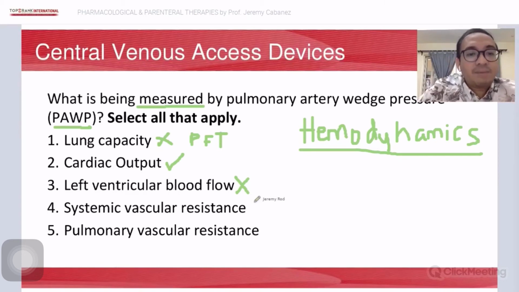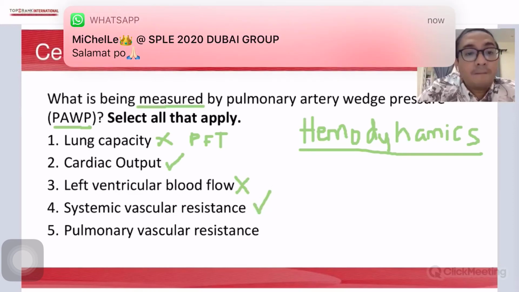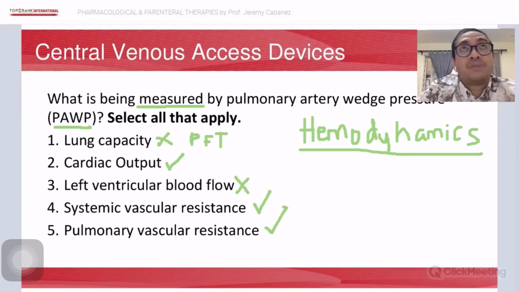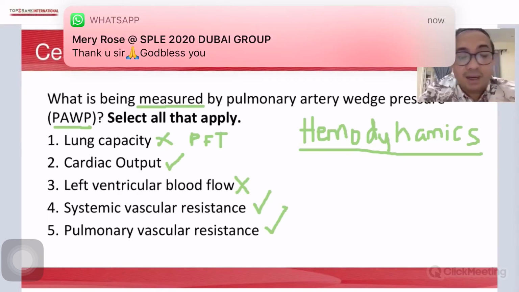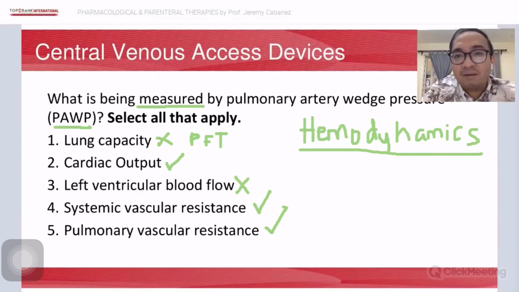Number 4, systemic vascular resistance. Yes or no? Yes, because we are talking about circulation. Pulmonary vascular resistance. Yes or no? Yes, kasama yan. Okay. Pag nakita mo dyan ay nakalagay peripheral vascular resistance, mali yun. Bakit mali ang peripheral? Kasi the one that can monitor the peripheral vascular resistance is your IABP, or you're known as the intraarterial blood pressure.